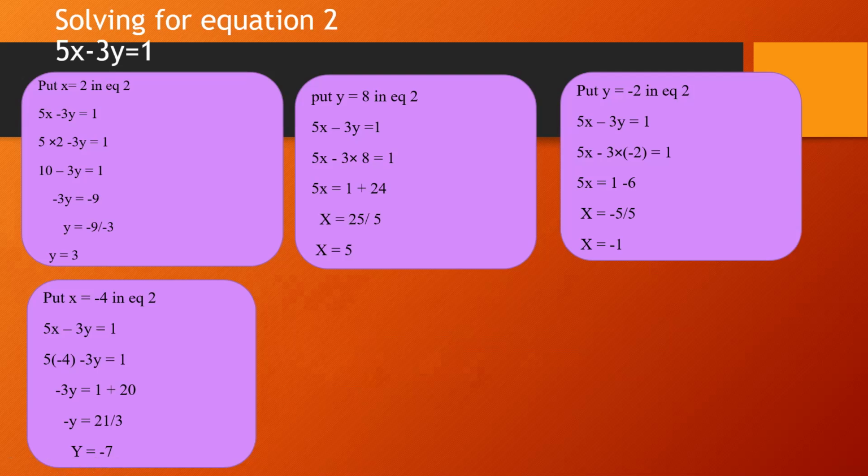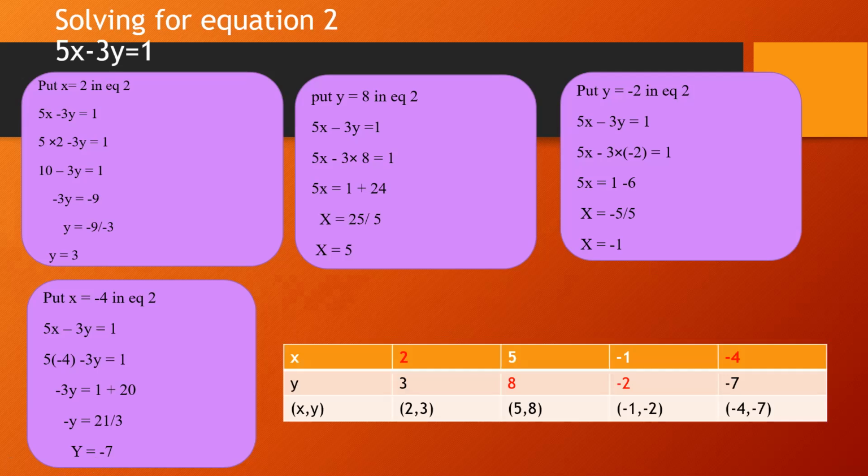Now we have to present these values of x and y in a tabular form. So I have drawn this table here, and I have put these x and y values here. These are my four coordinates: (2, 3), (5, 8), (-1, -2), (-4, -7). These are my four coordinates for equation number 2, and I will use these four coordinates to plot the graph. Okay, now we will plot these graphs.